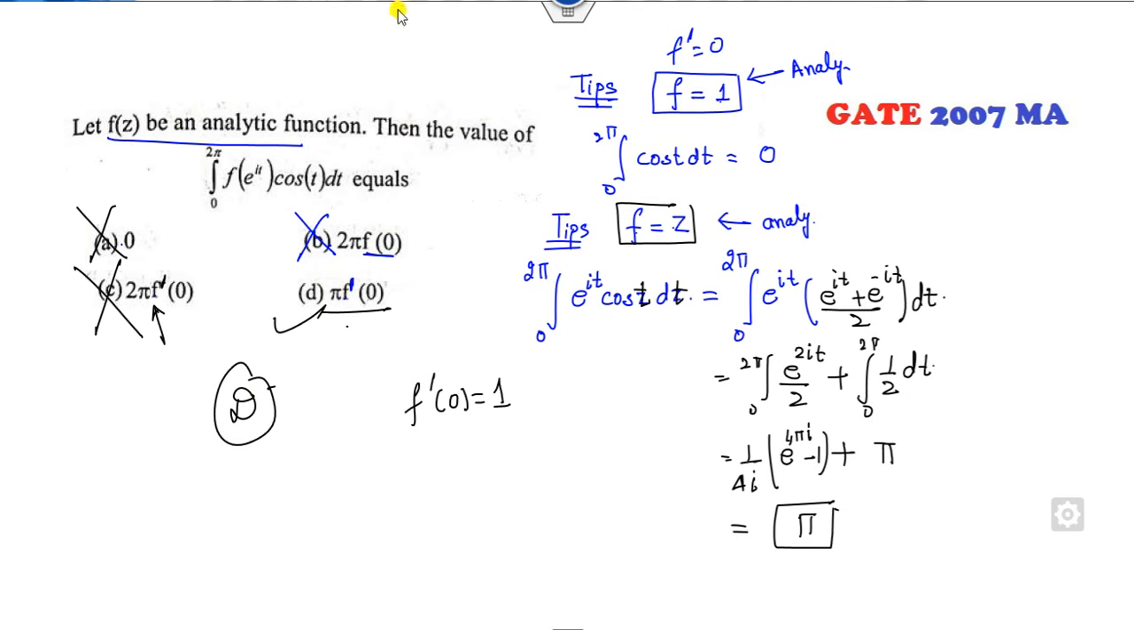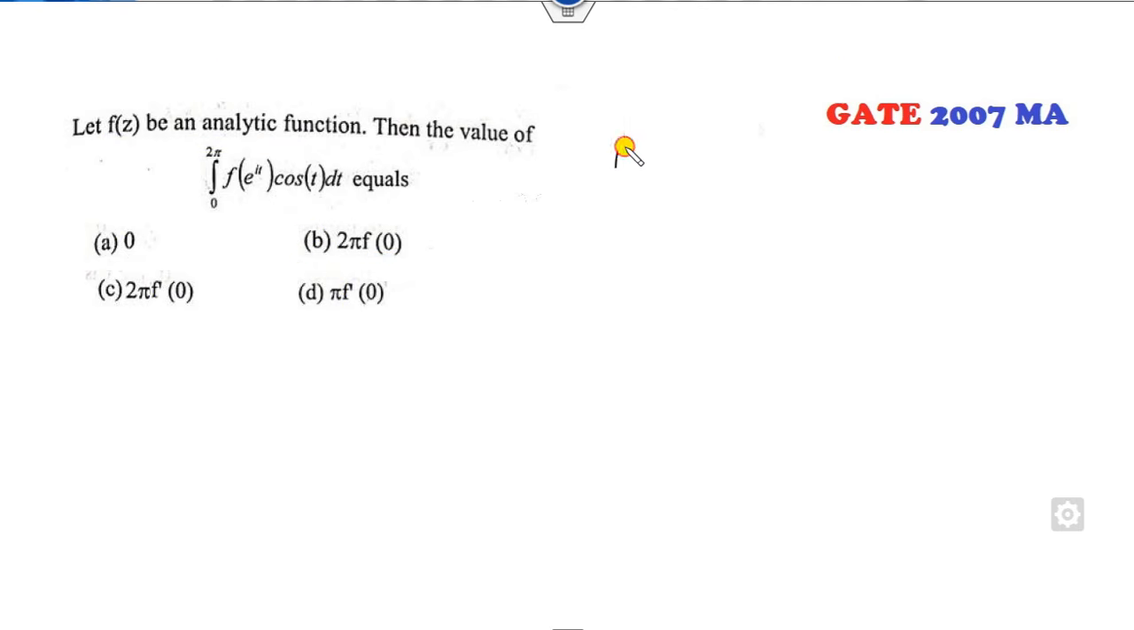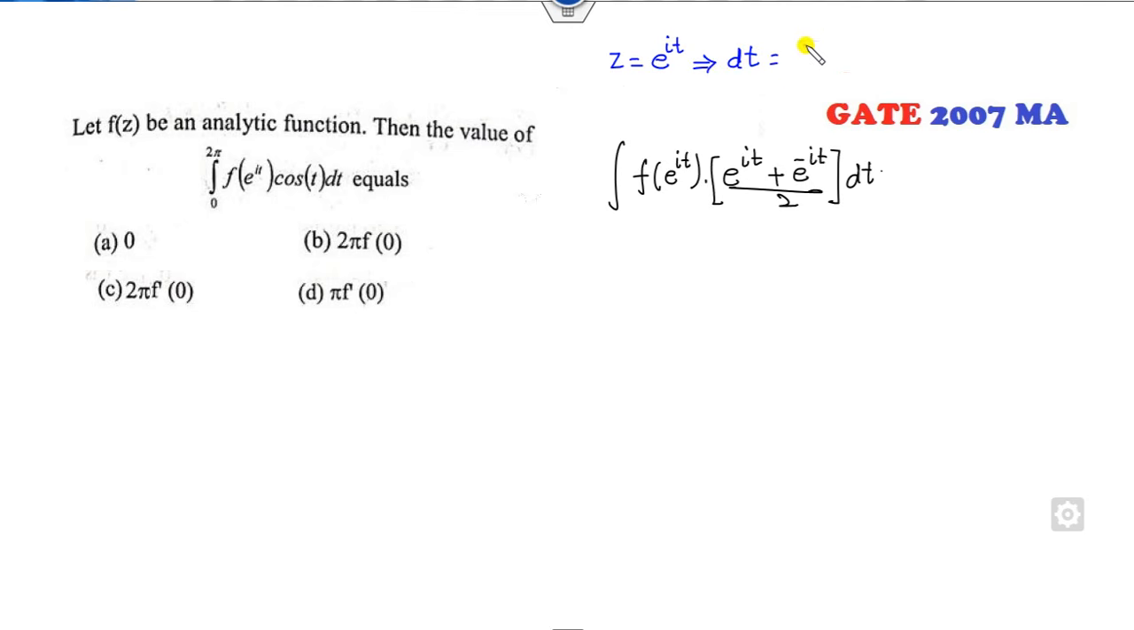There is one more method. How can you solve that? Instead of thinking of this, I can simply take cos t as e raised to power iota t plus e raised to power minus iota t, divided by 2. Then I can simply take z as e raised to power iota t. Then what will be my dt? It is 1 over iota z into dz, and the limit goes to the circle of radius 1. So this is my f(z), this is my z, this is my 1 over z, and dt will be 1 over iota z.